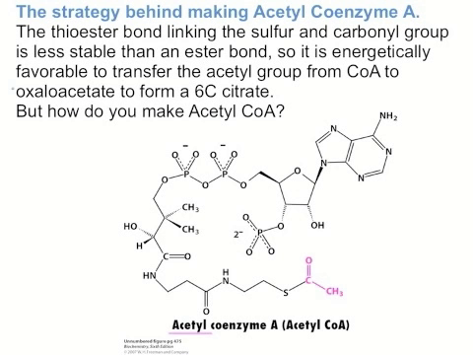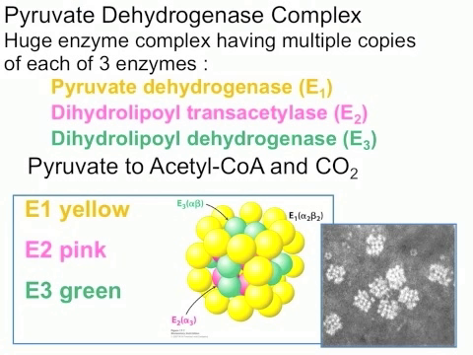And so coenzyme A is often used as a carrier of acyl groups. So how do we make acetyl-CoA? We do this by using the pyruvate dehydrogenase complex. This is a huge enzyme complex, actually, and it has multiple copies of 3 individual enzymes. And so we don't just have a complex of 3 enzymes. We have a huge complex of multiple copies of each of these three enzymes.